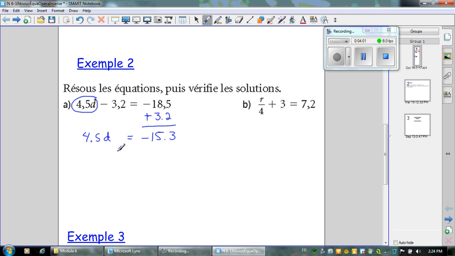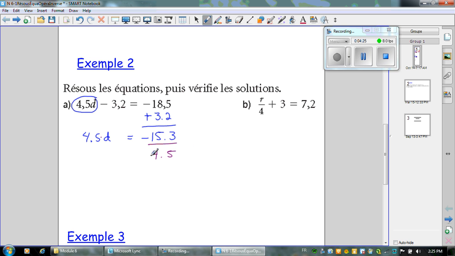Now, I want to find what number multiplied by 4.5 gives me negative 15 and 3 tenths. Now, you probably can't do this in your head. So same thing as above. If you can't do this in your head, you're going to have to do the inverse operation, which is you're going to have to divide. Instead of multiplying by 4.5, you're going to have to divide this by 4.5. So how are you going to do that?